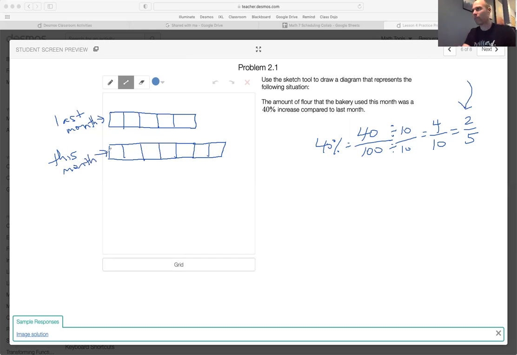There we go. And I think we have to do another one of these on the next page, but it's going to be a reduction rather than a percent increase. This one we would consider a percent increase. The other one will be a percent decrease.